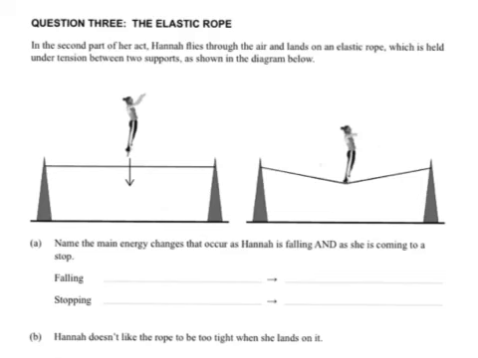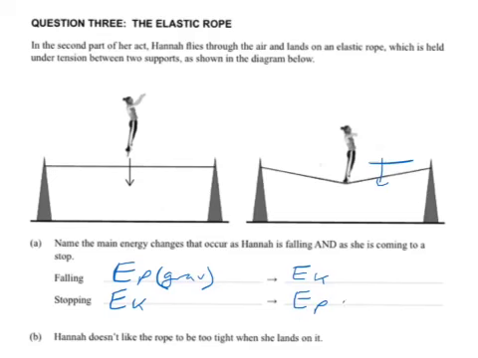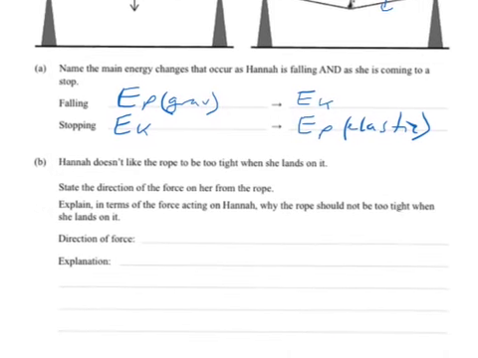A. Name the main energy changes that occur as Hannah is falling and as she's coming to a stop. So for falling, she's going from gravitational potential energy, EP grav, to kinetic energy, EK. And when she is stopping, we're assuming it's only on the downward part from when the line starts there, so kinetic energy is being reduced and it is transferred into potential energy again, but this time it's elastic potential energy in the stretched spring.